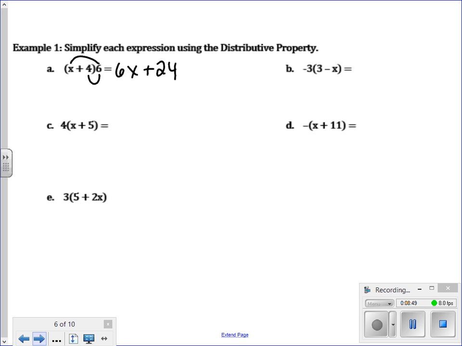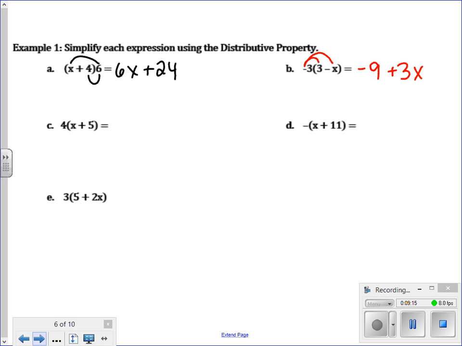In B, I need to distribute the -3 to both terms. So I take -3 times 3, which is -9, and -3 times -x. Now we have to remember that a negative times a negative is a positive. So -3 times -1x is positive 3x.